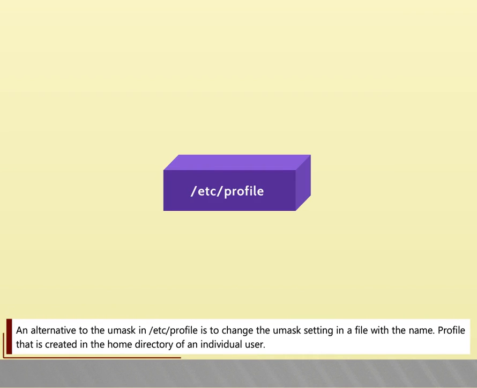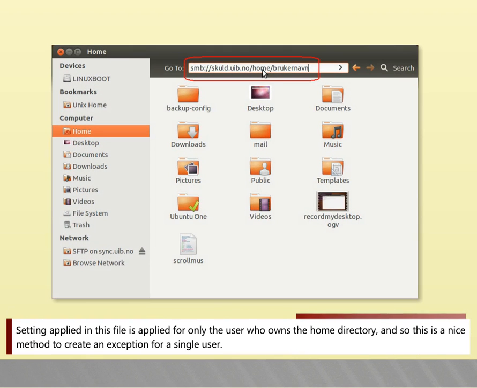An alternative to the umask in /etc/profile is to change the umask setting in a file with the name profile that is created in the home directory of an individual user. Settings applied in this file are applied for only the user who owns the home directory, and so this is a nice method to create an exception for a single user.